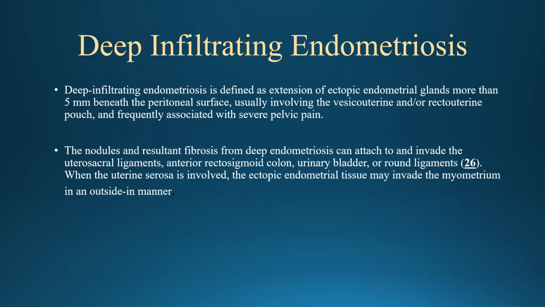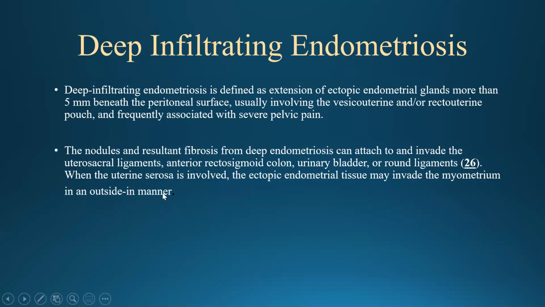It is frequently associated with severe pelvic pain, as we know as the presentation of deeply infiltrating endometriosis. So the nodules and the resultant fibrosis from the deeply infiltrating endometriosis can attach to and invade the uterosacral ligament, another very common site, the anterior rectosigmoid colon, the urinary bladder, or the round ligaments. When the uterine serosa is involved, the ectopic endometrial tissue may invade the myometrium in an outside-in manner.